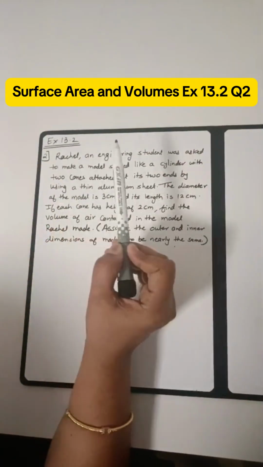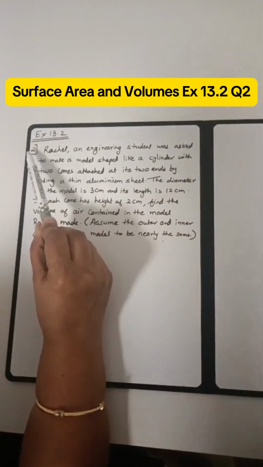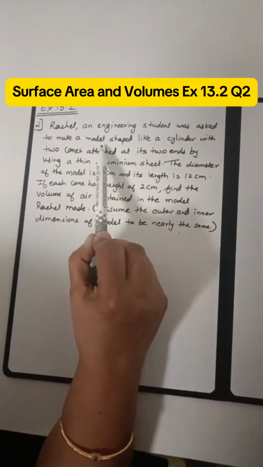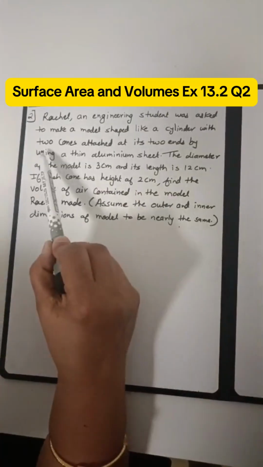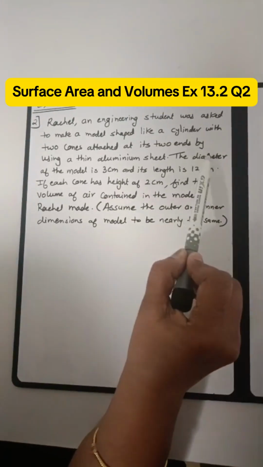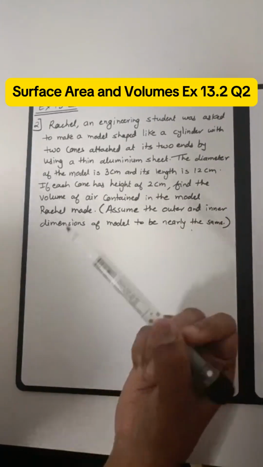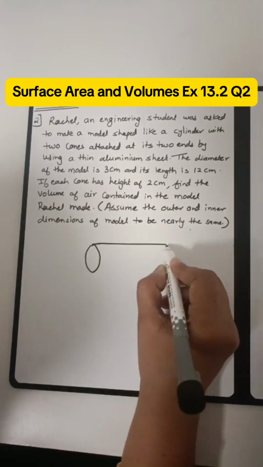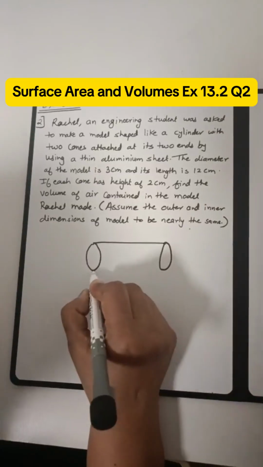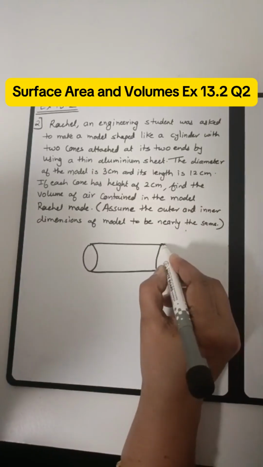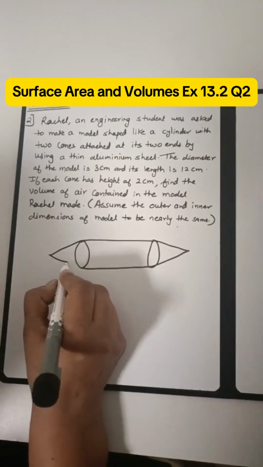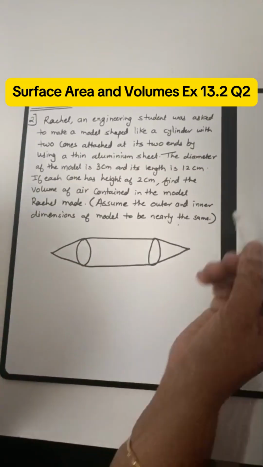Okay, so now let's start with the next question of exercise 13.2. Question number 2. Rachel, an engineering student, was asked to make a model shaped like a cylinder with two cones attached at its two ends by using a thin aluminum sheet. So let us make a cylinder, and to this cylinder there are two cones attached at its end like this. So this shape you have to make in the beginning.